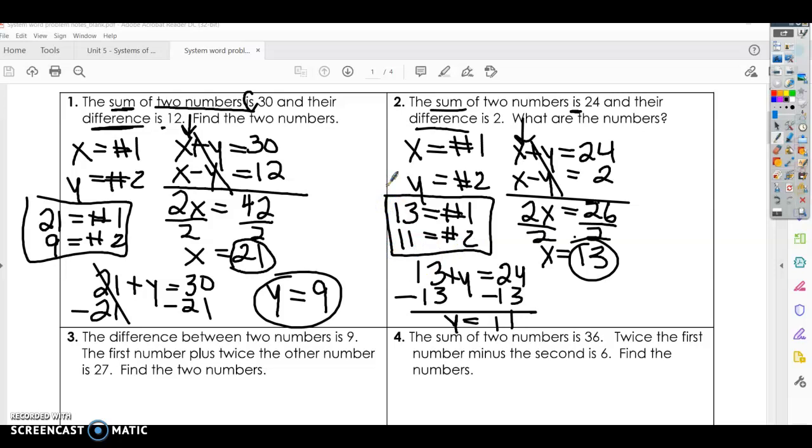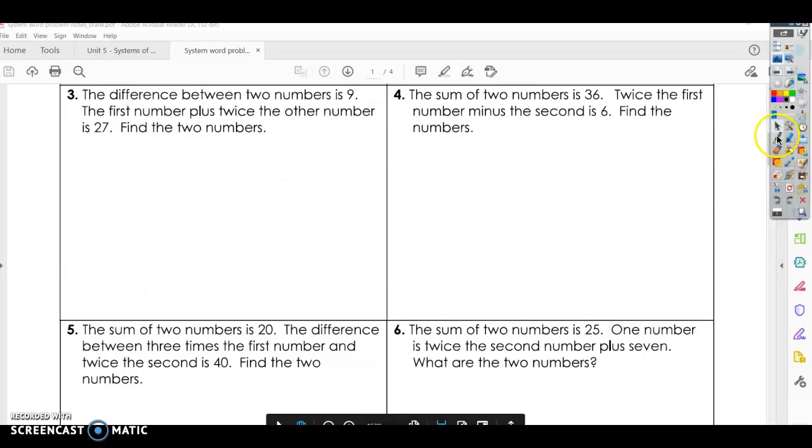All right, you can always plug these in quickly to check them. 13 plus 11 is 24. And the difference, 13 minus 11, is 2. So those check out. All right, again, since there's a lot of these, we're going to look at mostly the even problems so that we can get through them.